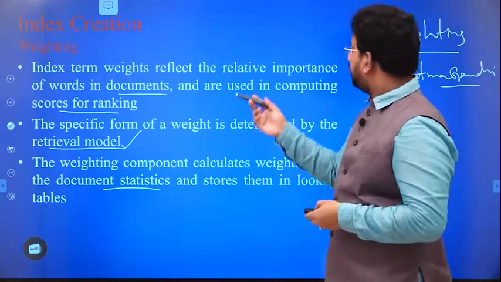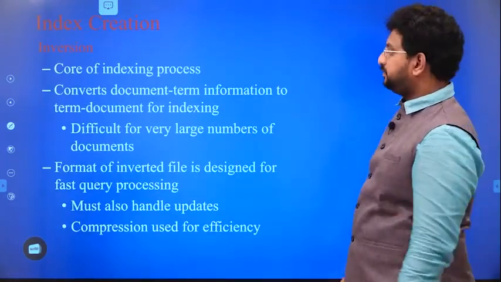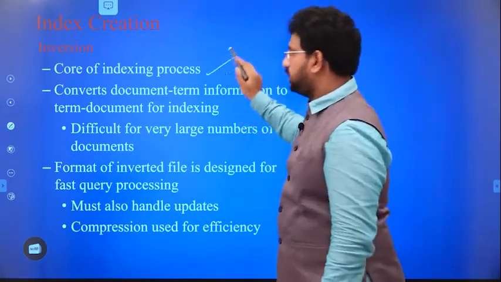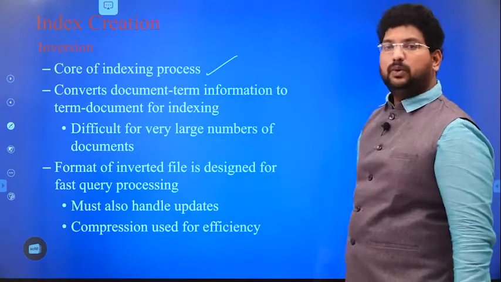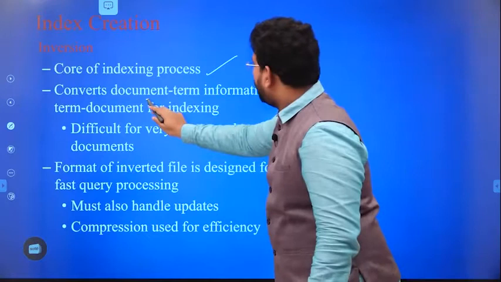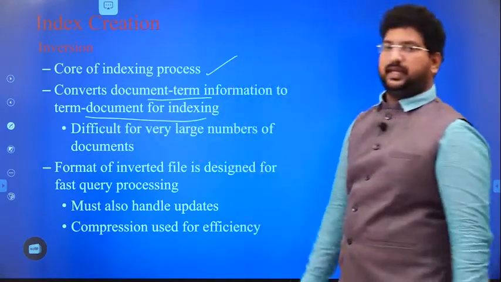So this is about the weighting, and the next one is the inversion. Inversion is the core of the indexing process, which converts the document-term information to the term-document form for the indexing.